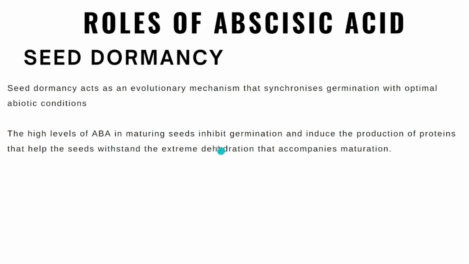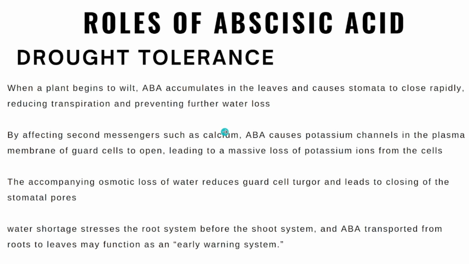Okay, so first of all, the first one is seed dormancy. Dormancy is defined as an evolutionary mechanism that synchronizes germination with optimal abiotic conditions. So in very extreme conditions, abscisic acid will enhance the seed dormancy so that the seed is not germinating. The high level of ABA will inhibit the germination and induce the production of proteins that help the seed withstand extreme dehydration conditions. Also, the ratio of ABA to gibberellin can determine whether the stressed seed remains dormant or germinates.